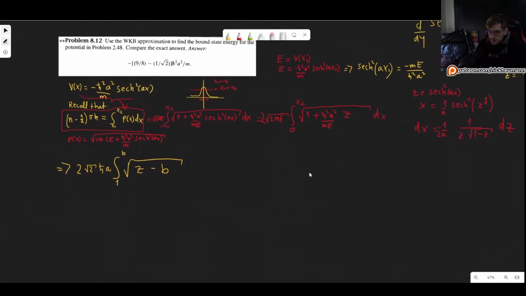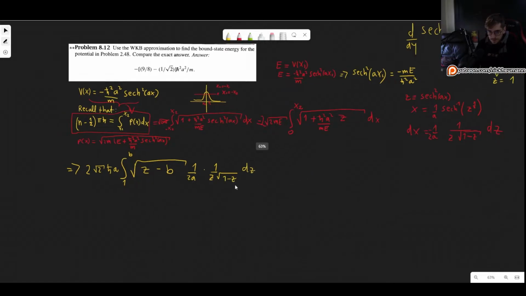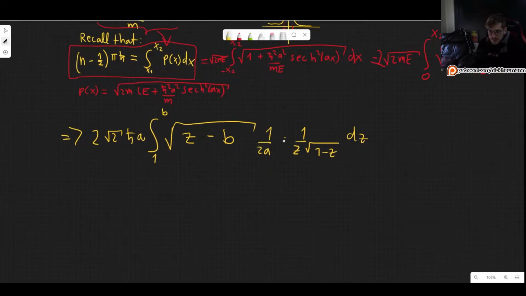So now let's plug in dx. So dx is right there. dx is 1 over 2a times 1 over z square root of 1 minus z dz. Okay, so here a few things will cancel out. So we have this 2, which will cancel out with this. A cancels out with this. So maybe let's just get rid of them immediately. There we go.